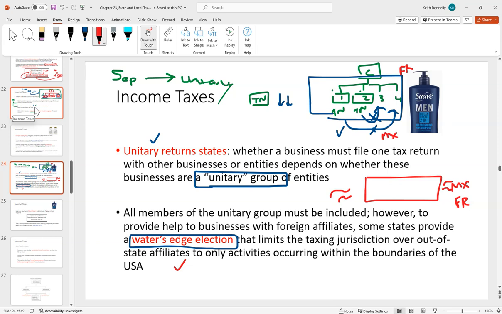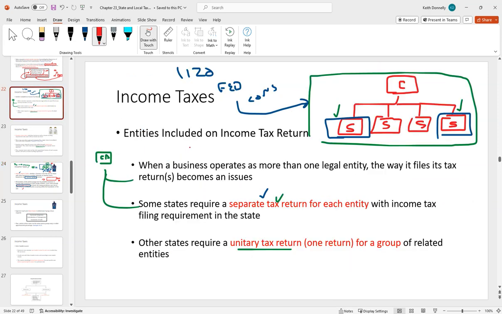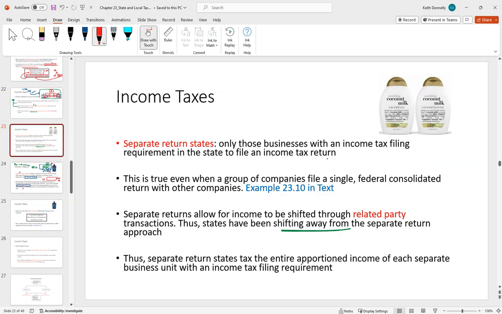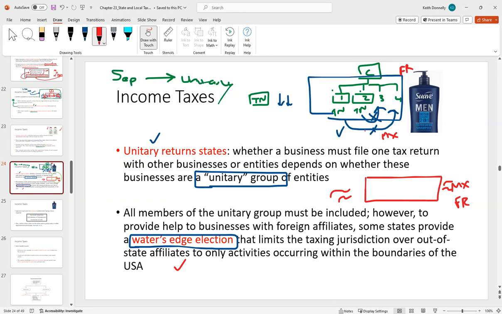Okay, so to summarize, what were we talking about? State income tax. Some states have separate returns, right? To the extent the business has separate entities, each files its own returns. So it's like separate, like shampoo versus conditioner, right? But we said that they're moving towards a unitary standard, where it's like 2 in 1, right? We're going to get all members of that unitary group on a single return to avoid these related party transactions.